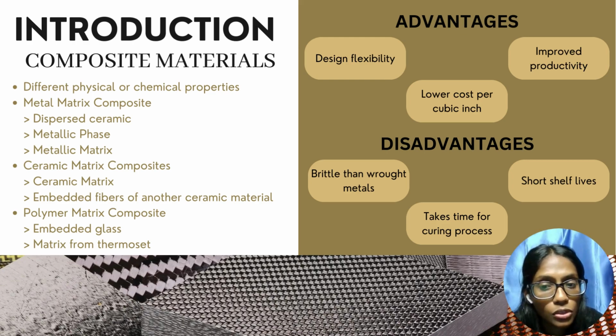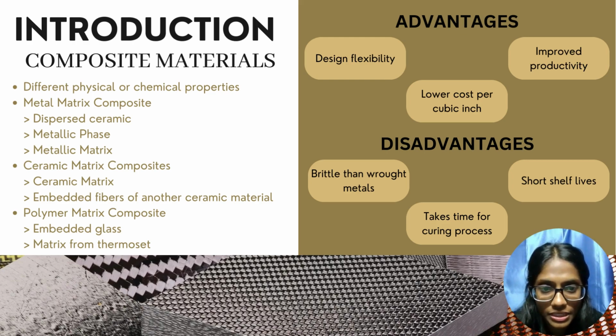Now let's take a look at the advantages and disadvantages of composite materials. First of all, advantages. Firstly, design flexibility, where with thermoset composites, designers can design nearly any shape or form they want. Secondly, improved productivity as a result of lower assembly costs achieved by combining multiple previously assembled parts into a single one by industrial designers and also engineers.